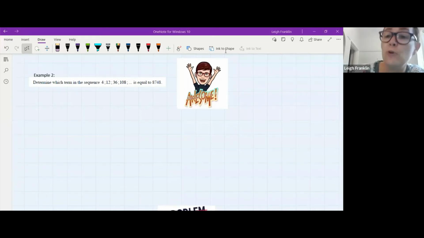So that would be the first thing that we would need to establish, right? So is there a constant difference? If I say 108 minus 36, is it the same as 36 minus 12?